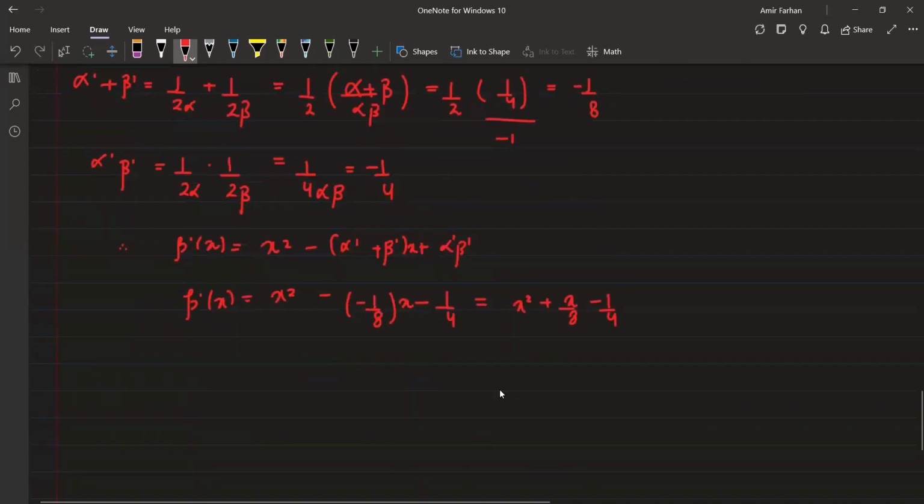Look, if your answer has come up to here, that is also correct, but you can also do one thing to eliminate this fractional part. You can multiply this by 8. Yes or no?